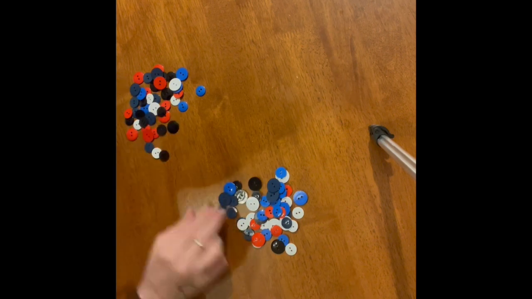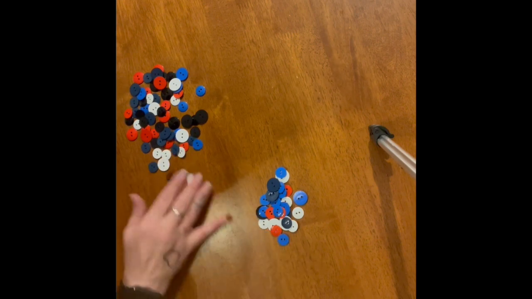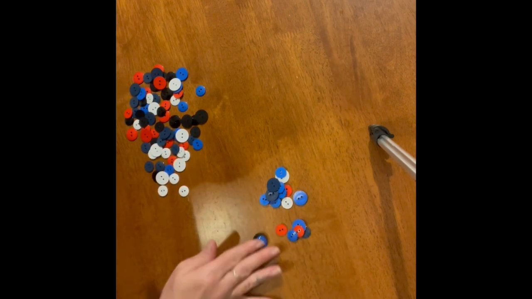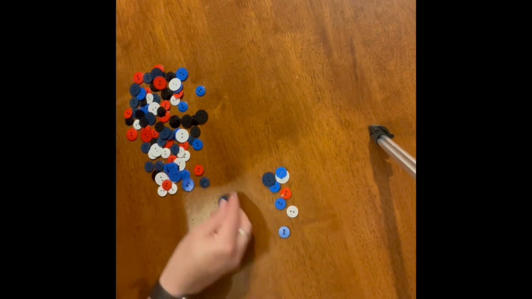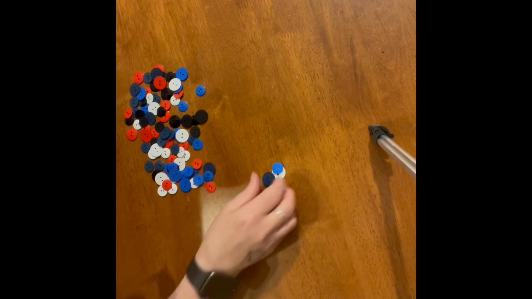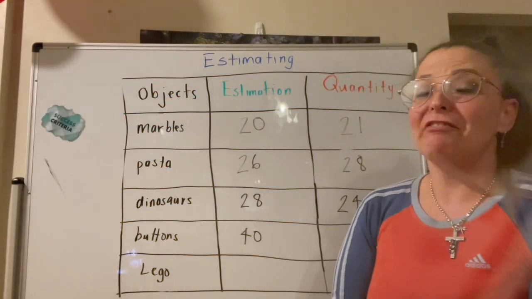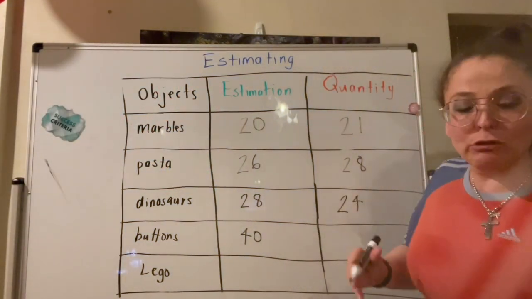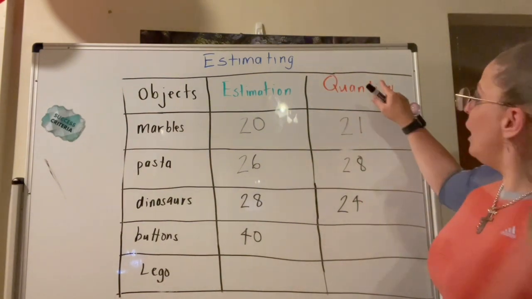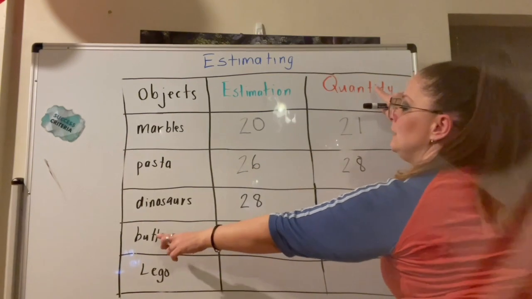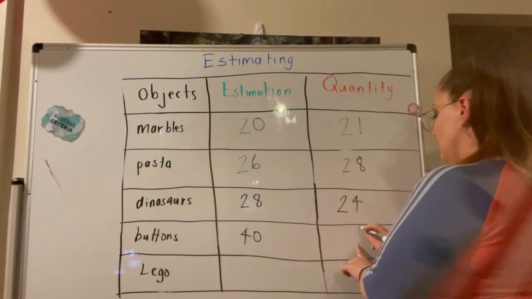42, 44, 46, 48, 50, and so on up to 80, 82, 84, 86, 88, 90 buttons. I was way off. I said there were 40, but there's actually 90 buttons there. So after quickly counting my buttons, I found out that there were 90 buttons in my group of buttons. So let's write that in our table. I'm going to search quantity buttons, and write 90.